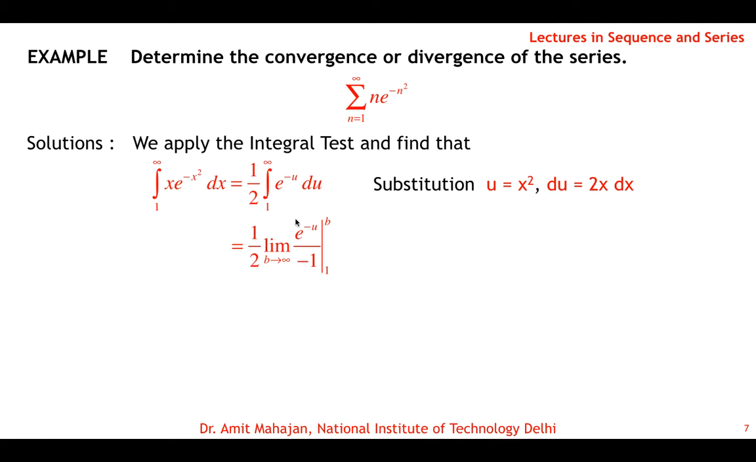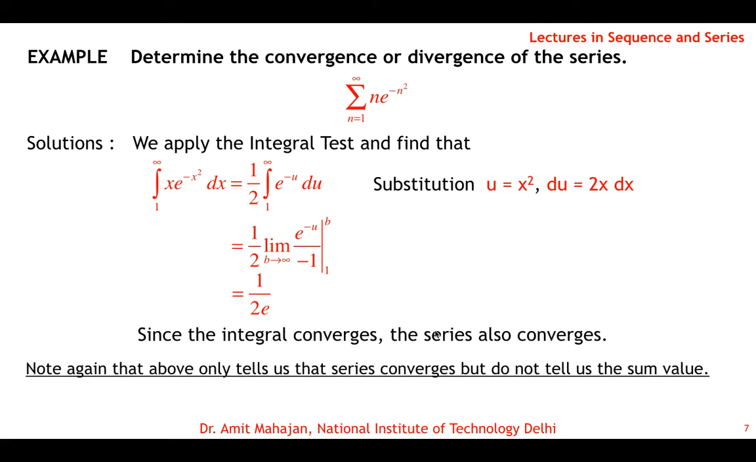So what we get is 1 by 2 into 1 by e. Okay, so we get 1 by 2 times e, which is a finite value. So this integral converges, and so this series converges. Since the integral converges, we get that the series also converges. Again, just to remind you, this does not mean that this series has sum equal to 1 by 2e. No, the sum is not calculated here, only convergence is checked.